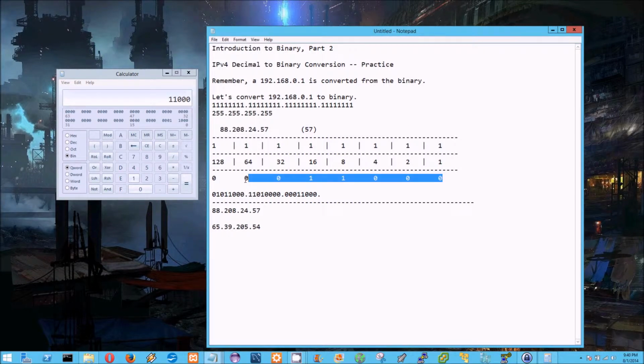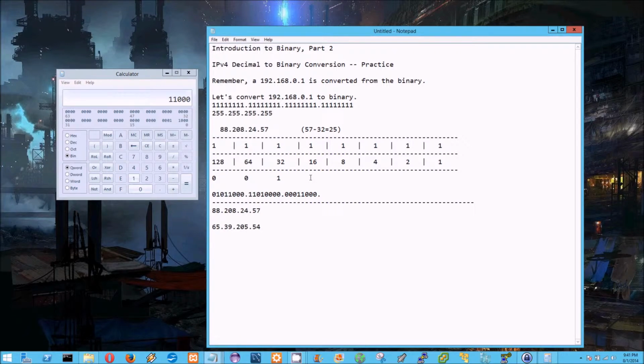Last one is 57. And let's clear this out. Okay, 57. Greater than or equal to 128? No. Greater than or equal to 64? No. Greater than or equal to 32? Yes. Set the bit and subtract. Whoops. Minus 32, and that should equal 25. So 25 is our new number.